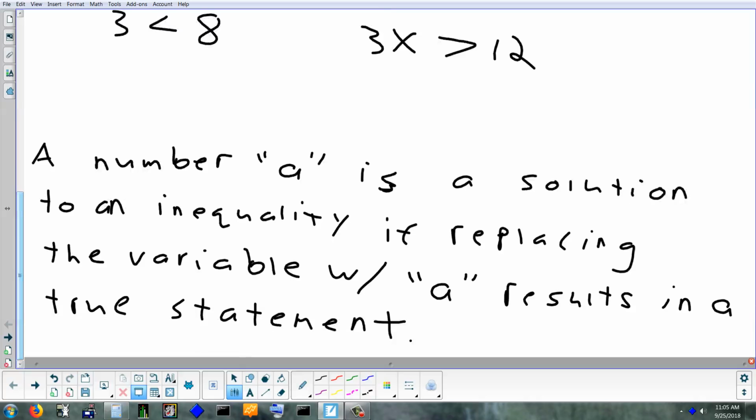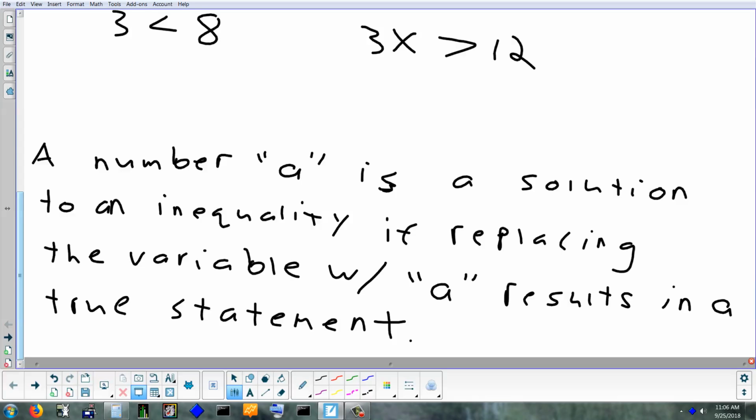If I give you a specific value, like in the inequality 3x is greater than 12, and I just want you to check if that number is a solution, you replace the variable with the number and see if you get a true statement. Let's check when x is 5. Plug 5 in: 3 times 5 is 15. 15 is greater than 12. That's a true statement, which means 5 is a solution.